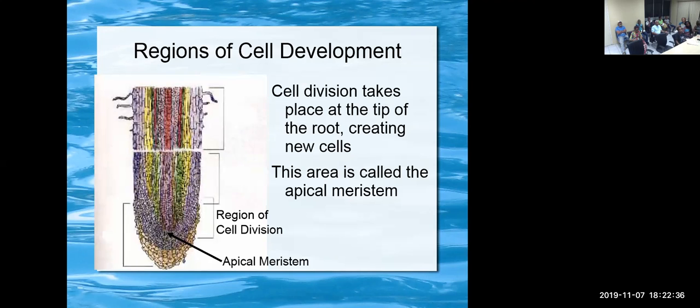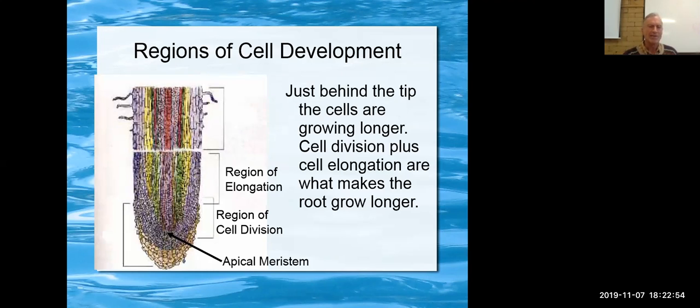All right, so here's another section through a root. And cell division takes place at the tip of the root, creating new cells, the apical meristem. So that's the region where cells are dividing. And just back from that is the region of elongation, where the cells are no longer dividing, but they're growing longer. And so the elongation of the cells plus the cell division is what makes the root grow longer.